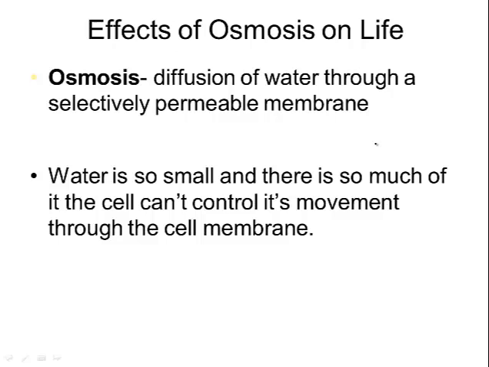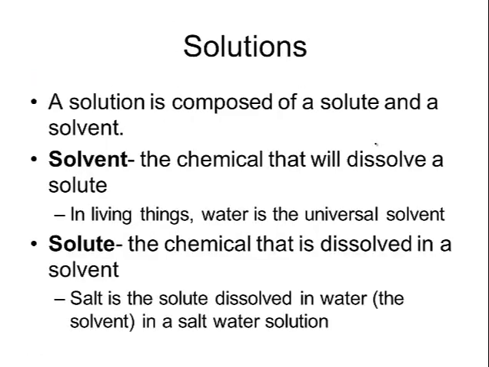So if you have a cell that is stuck in too much water and is having a hard time controlling how much water is going in, that can actually cause the cell serious damage. So we're going to take a look at what kind of things can happen when osmosis goes out of control. Before we start that, let's do a quick review of solution.